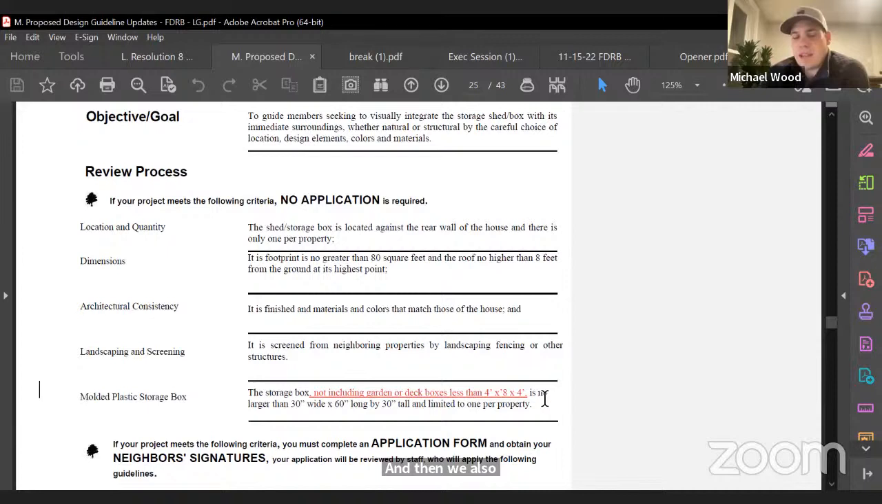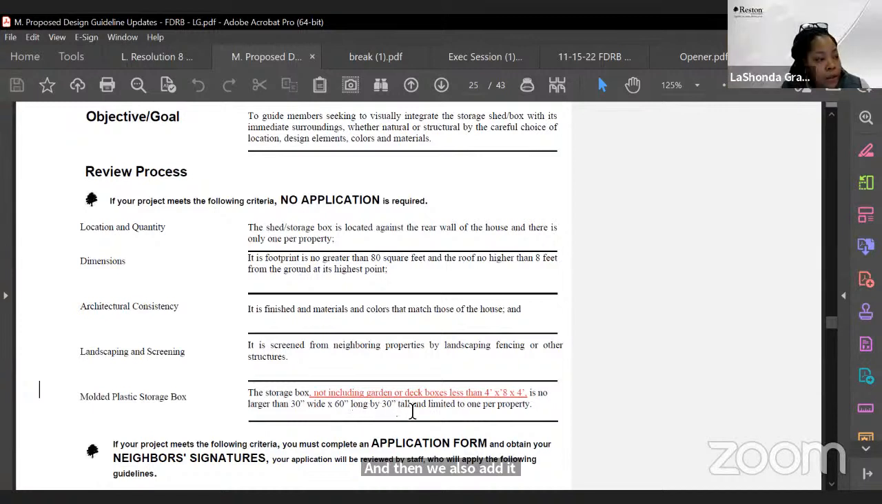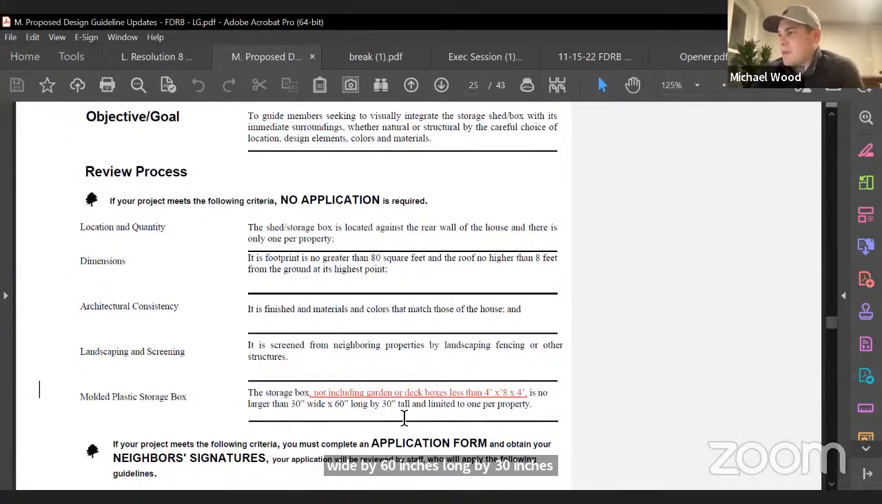What are you guys meaning by that? Because now there's two sets of dimensions in there. So this doesn't include a garden box or a deck box that's less than this dimension. And then the storage box is no larger than 30 inches wide by 60 inches long by 30 inches tall. But what's a deck box or a garden box?